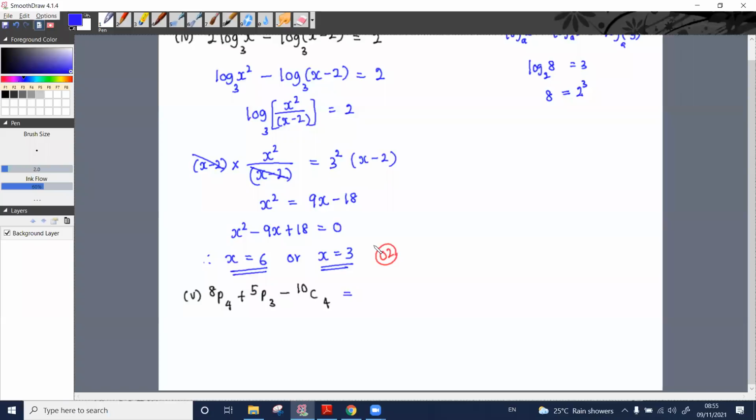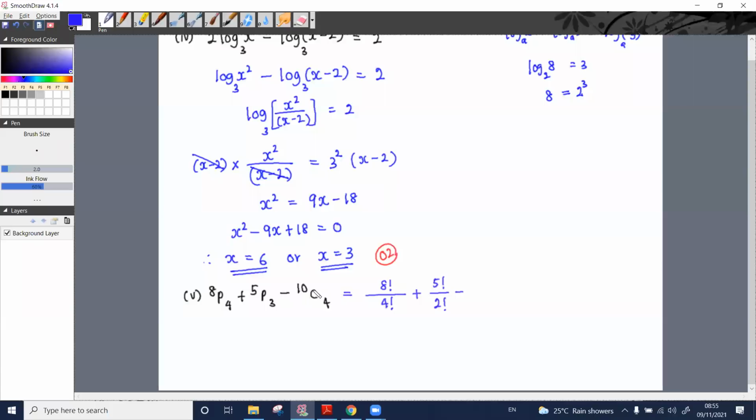8P4 and 5P3. How can we express that? That is 8 factorial divided by (n minus r) factorial. n minus r, it means 8 minus 4, that is 4 factorial. Plus here 5 factorial divided by (n minus r) factorial, it means 2 factorial.